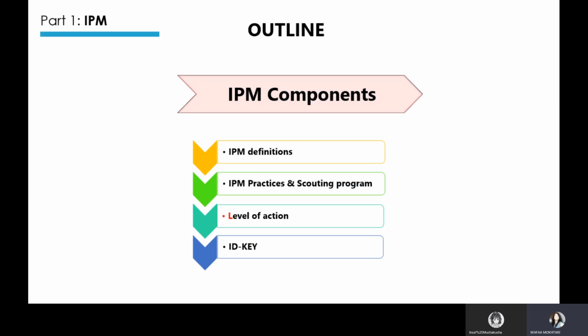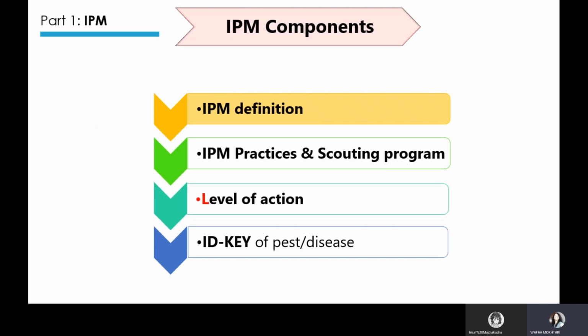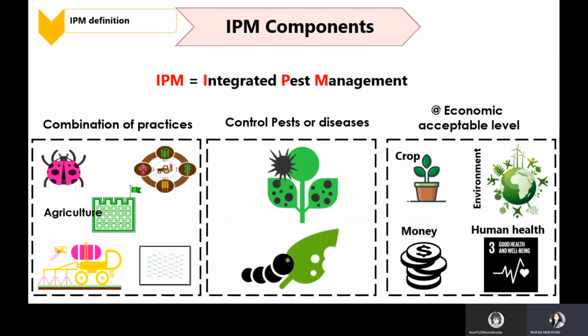Definitions, practices, and scouting program, level of action, and identification key. So let's start with the IPM definition. IPM means integrated pest management, and I put it in the first line, and it's clear. So what is IPM? It is simply combined in the 3 sentences I put down with the pictures. Those posters define the IPM.